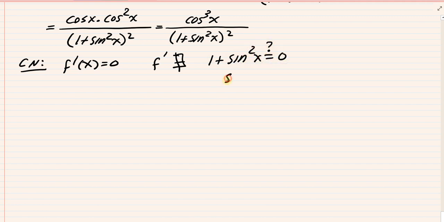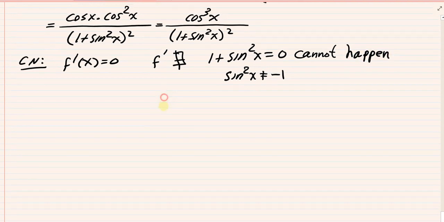Well, that would require sine squared x to be negative 1. When you square the sine, it cannot be negative, so this is impossible. Nothing squared becomes negative. So there's no way 1 plus sine squared x can be 0, right? That's impossible. I'm just going to say cannot happen. Okay, and if it cannot happen, therefore there is no critical number out of this.